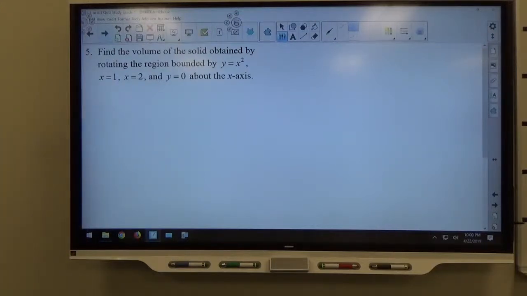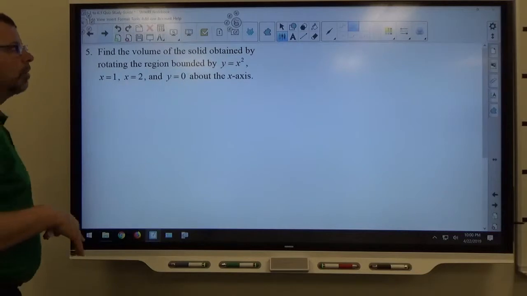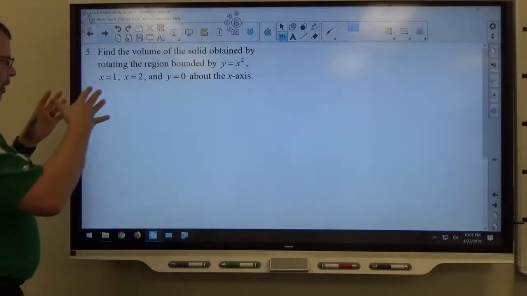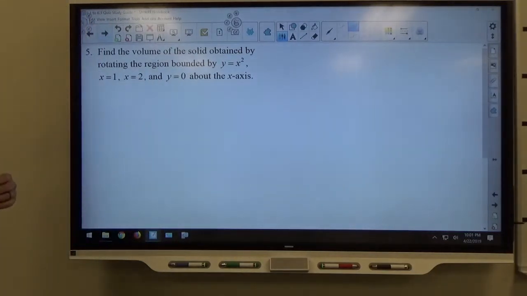Okay, for number 5, find the volume of the solid obtained by rotating the region bounded by all this stuff. You'll notice I don't have the graph paper on here. If you want to draw a nice, pretty graph on your quiz, you're welcome to do so. I'm just going to graph enough to get a basic idea of what's going on here.